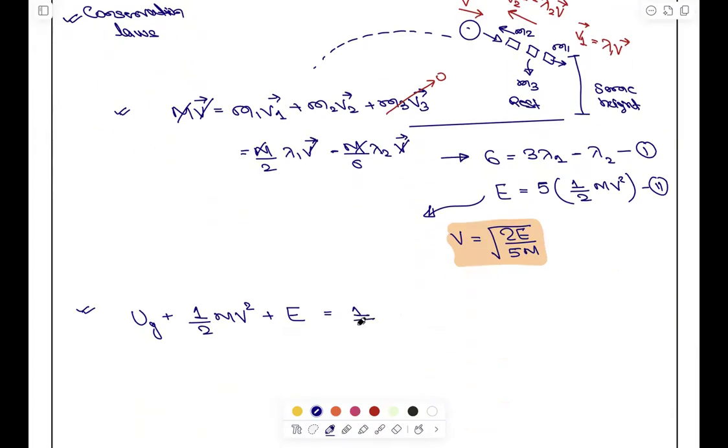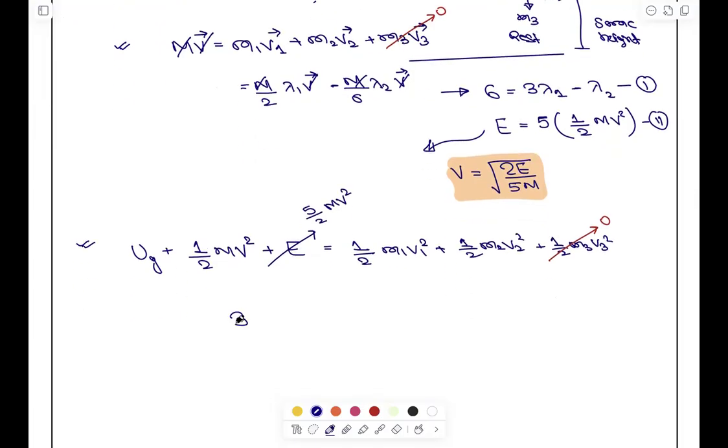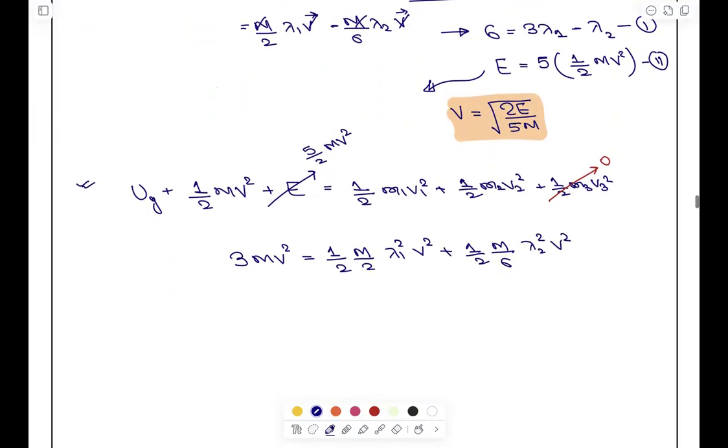This will be equal to half m1 v1 square plus half m2 v2 square plus half m3 v3 square, and obviously m3 is at rest, so that is 0. Now we can put it here. This E is 5 by 2 mv square. So 5 plus 1, 6 by 2, it becomes 3 mv square. Here we will have m by 2 and all those things. So it will be 1 by 2 m by 2 lambda 1 square v square plus 1 by 2 m by 6 lambda 2 square v square. Now mv square cancels out on every term.